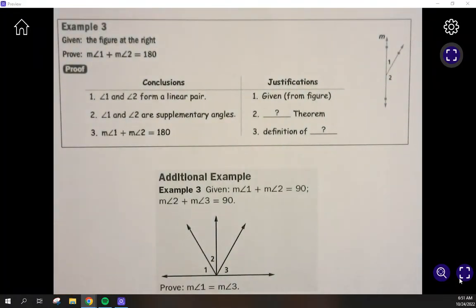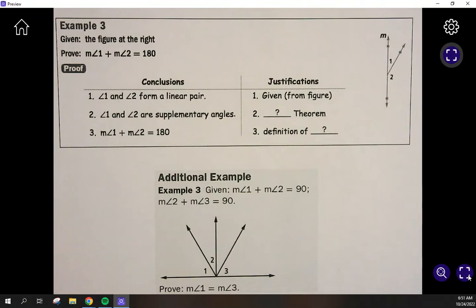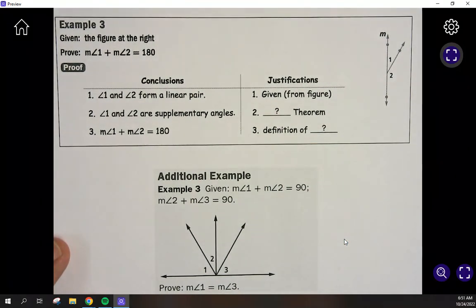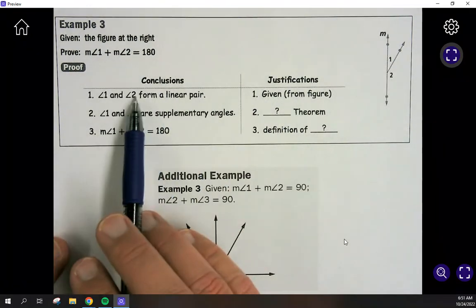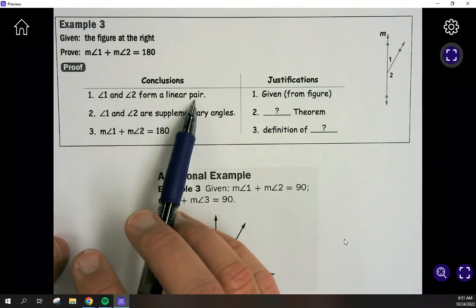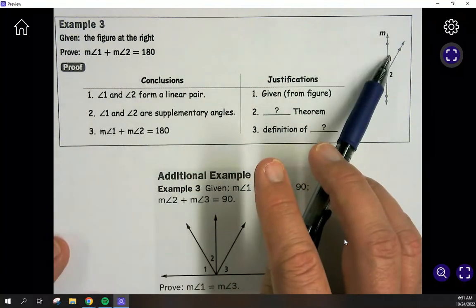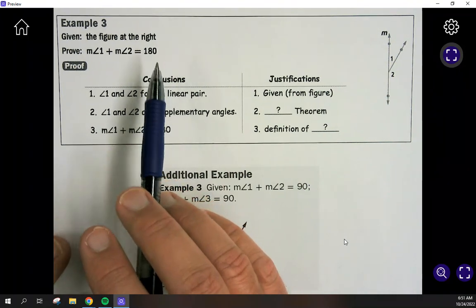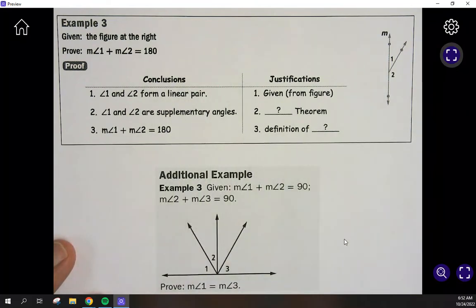Example number 3. Let's get this a little more focused for you. So the given is the figure at the right. And we can conclude some stuff from that. If you notice that the first line, since the given was just a picture, on your first line, you're not going to draw a picture. You're going to write something that you can conclude from the picture. We're trying to prove that the measure of angle 1 plus the measure of angle 2 equals 180. Now, we already know that. We've talked about the theorems that prove that, but we're going to actually spell it out here in this proof.